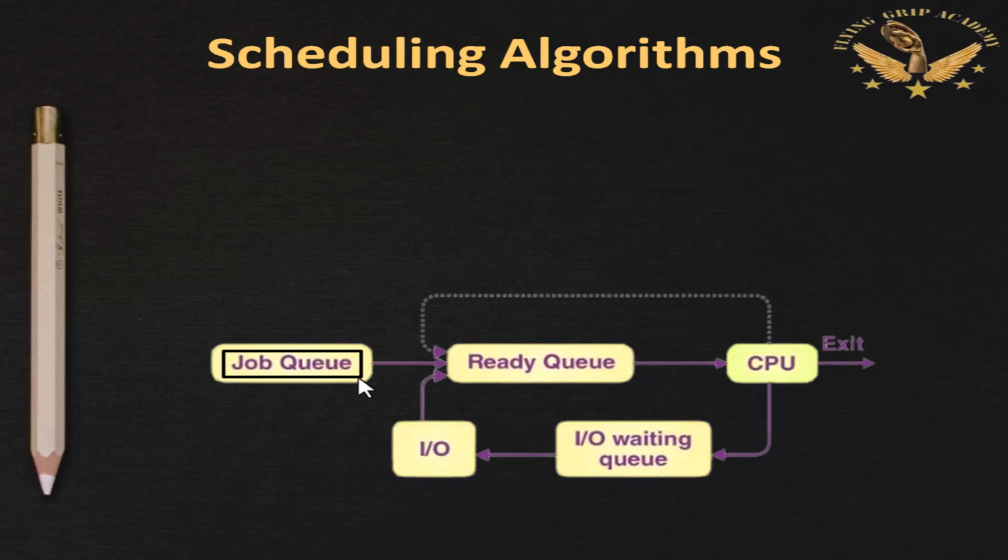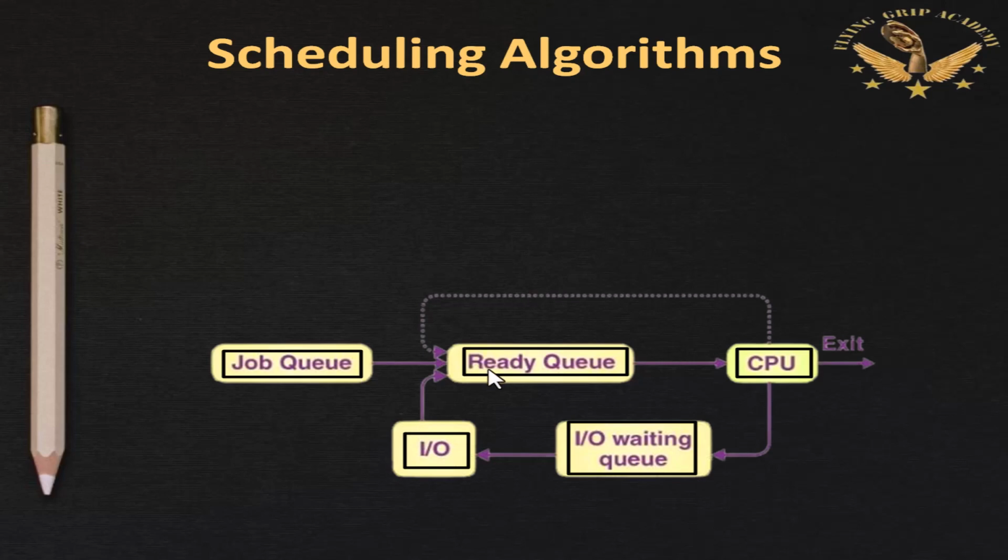Now it goes to the ready queue. Then the CPU has to execute the tasks from the ready queue. It means the CPU is said to be the running state. Once it has completed its execution, it will exit. Otherwise, it goes to the waiting queue, then from the waiting queue to the IO queue.